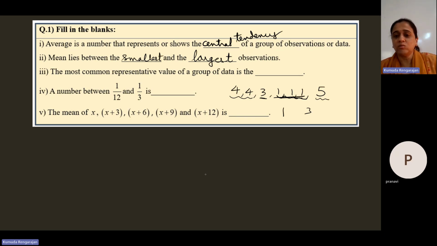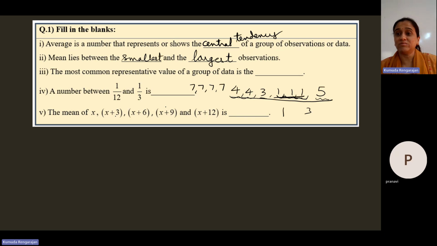So mode can be this, and here 1 is the smallest value among these numbers. So the mode can be the smallest value also, but mean cannot be the smallest or the largest value. It will be a value that lies between the smallest and the largest value. You can see that mode is the smallest value itself in this example. What is the mode? It's 1, and that's the smallest value of the data. So mode can be the smallest value of the data. It can be the largest value also. Supposing 7 happens 4 times, then 7 is the mode, because the frequency of 7 is 4.